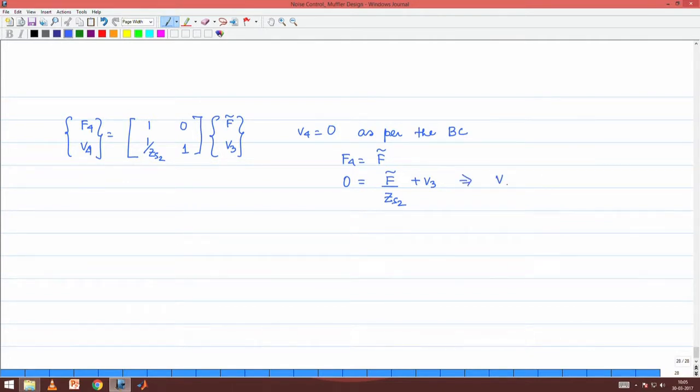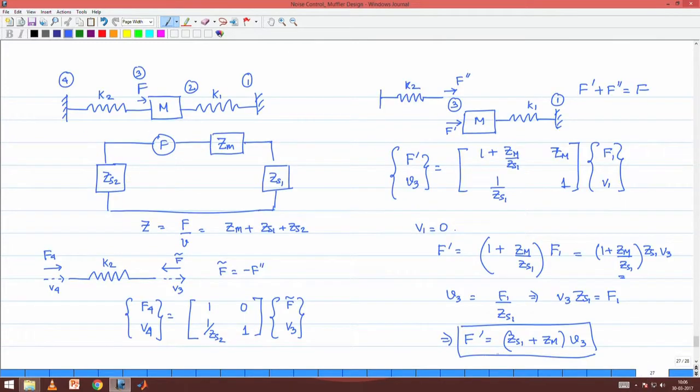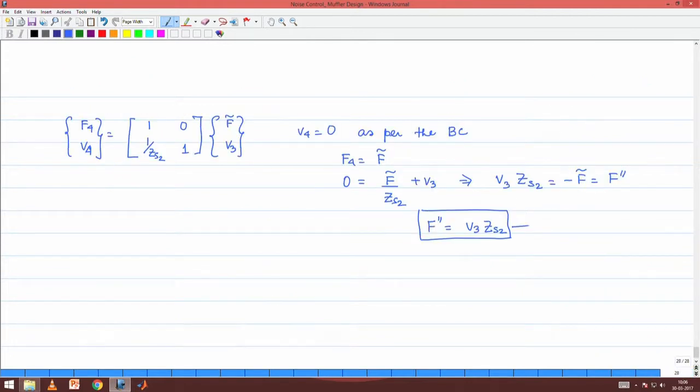V3 into Z S2 is equal to minus F tilde, which again is F double prime. So, what we get from here is F double prime is V3 Z S2. This is my second equation. The first equation was F prime is, so this is the first equation and this is the second equation.